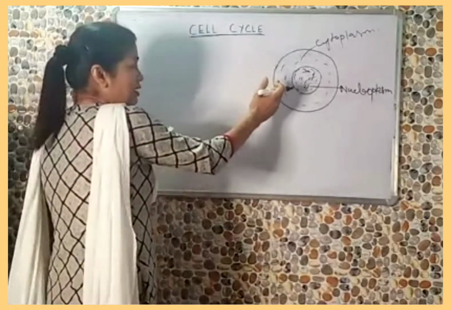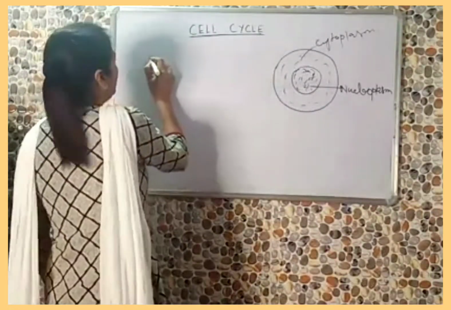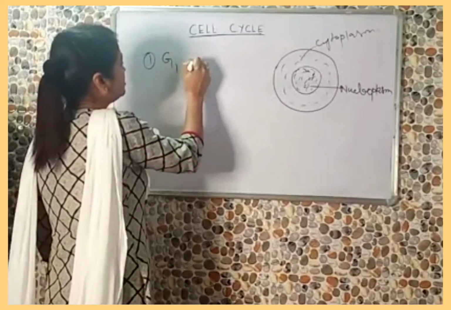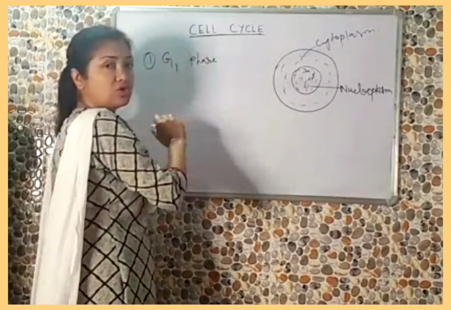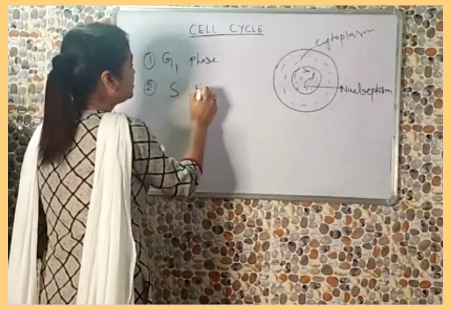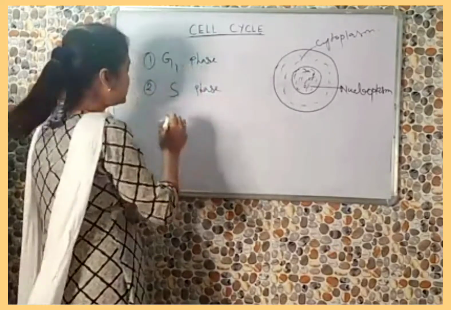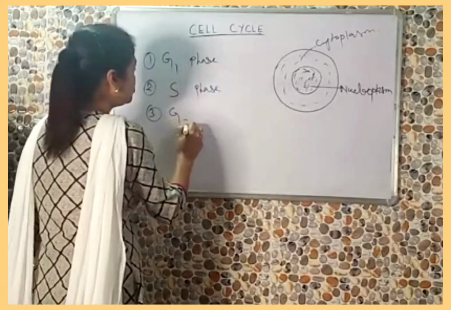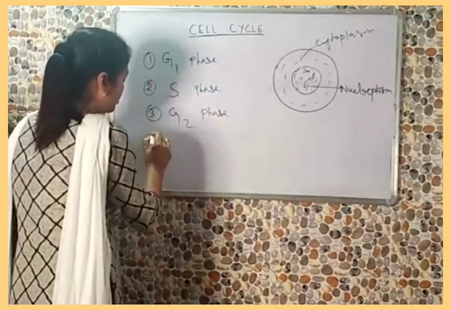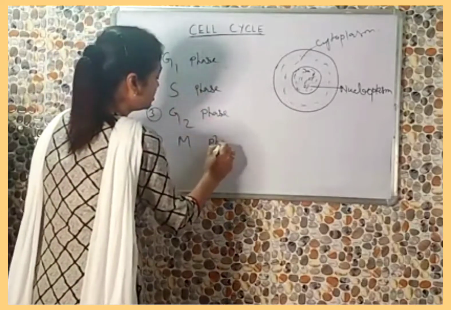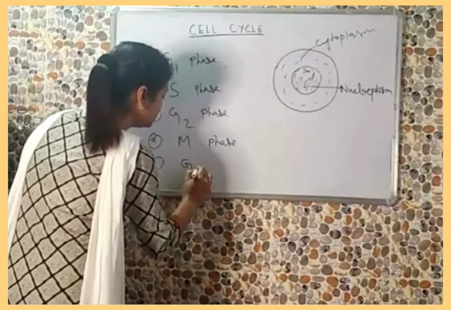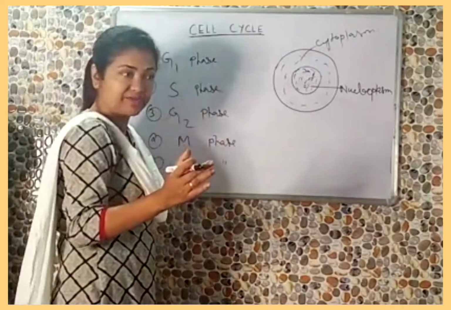Now, cell cycle is divided into 5 phases. Number 1, G1 phase or growth phase 1. Number 2, S phase or synthetic phase. Number 3, G2 phase or growth phase 2. Number 4, M phase or mitotic phase. And number 5, G0 phase or resting phase.